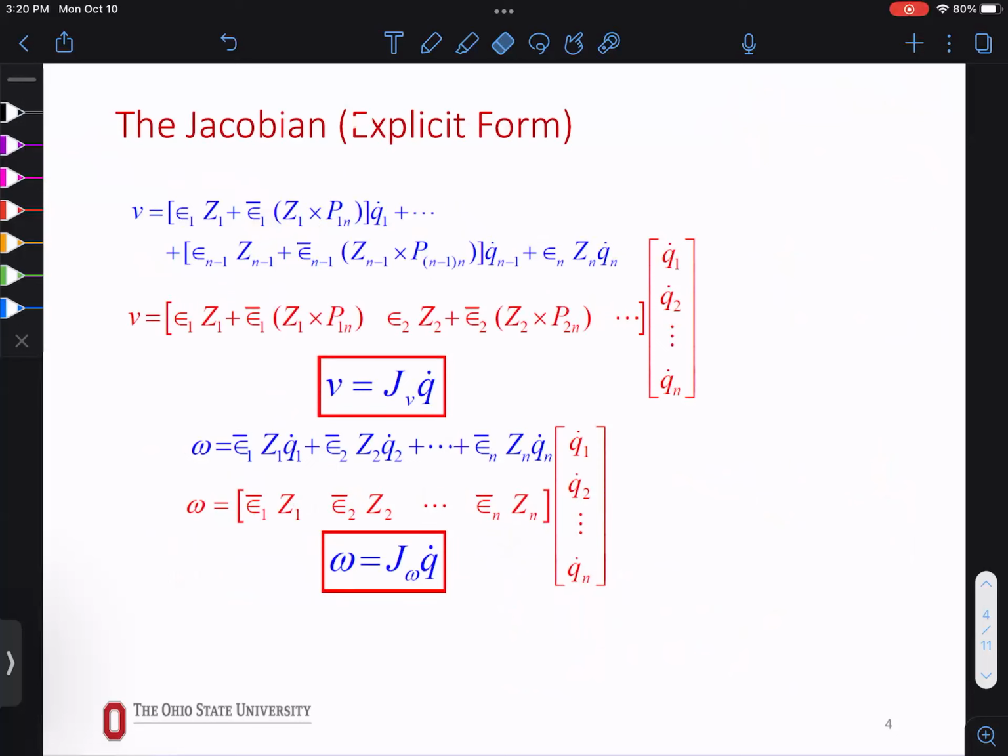So this is still the implicit form. This is basically expanding what you just saw, and you see that this will be the linear portion, and this is the angular portion of your Jacobian.